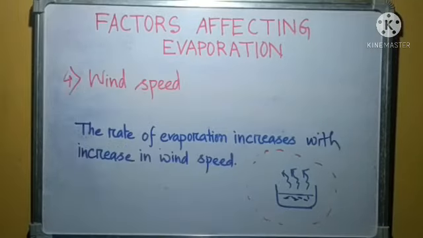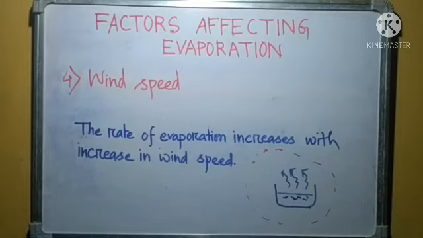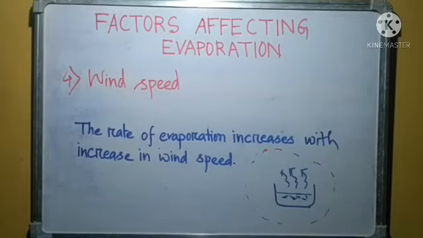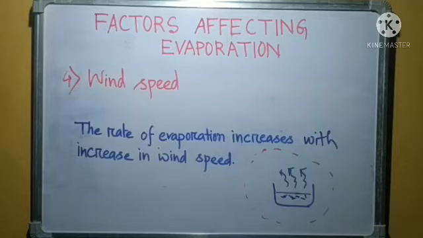The next factor is wind speed. Generally we observe that on a windy day, our wet clothes, the clothes that we wash and keep outside so that they can dry, dry quicker. So why on windy days do our clothes dry quicker? Because the water present on our wet clothes evaporates faster on a windy day.